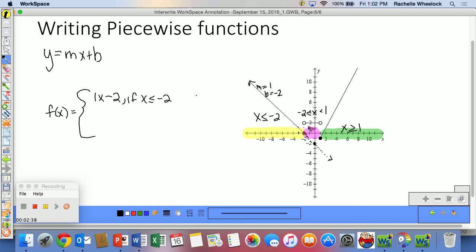And the last part of my graph looks like it has a slope of up 2 over 1, up 2 over 1. So I'm going to go down 2 and over 1, and it looks like my y-intercept here, b, is -3, and my m is 2. So to write that equation, we have 2x minus 3 if the x values are greater than or equal to 1. And that's how we write piecewise functions.